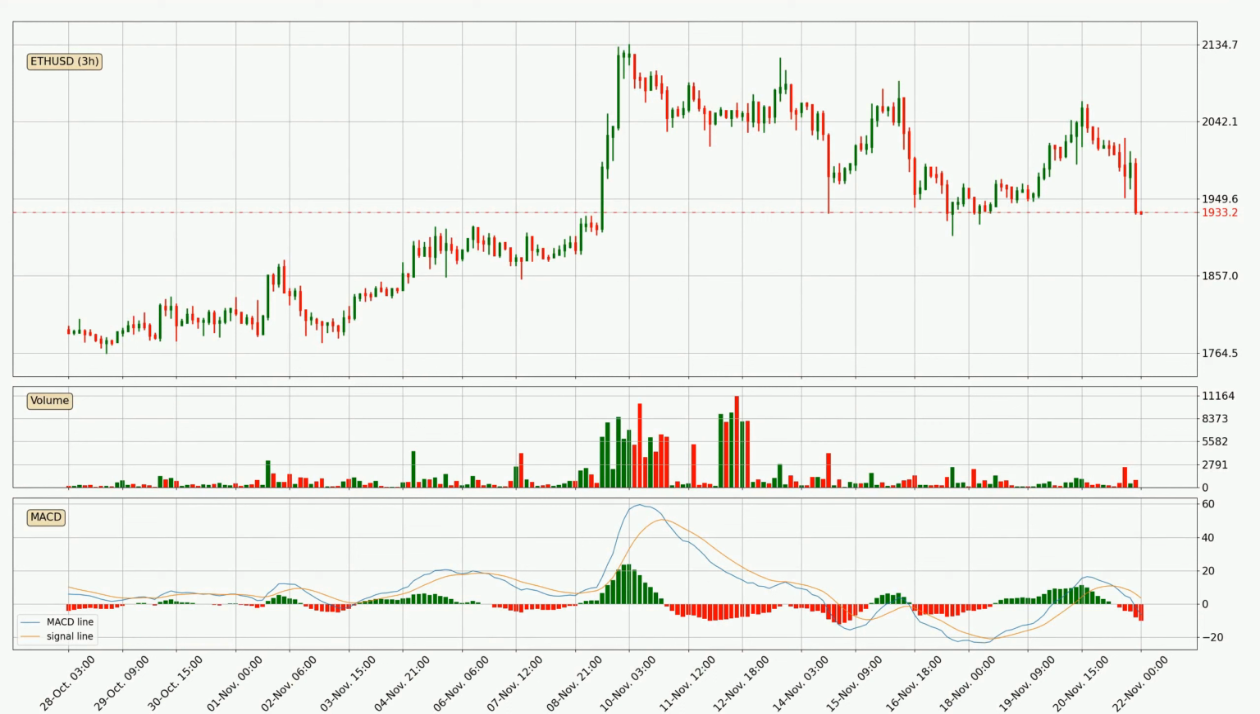Moving to the 3-hourly MACD, the trend is currently going down because the MACD line is below the signal line. The MACD histogram shows that the momentum is currently strong and it could be expected the price to go further to the downside.